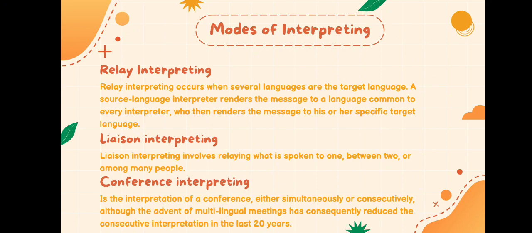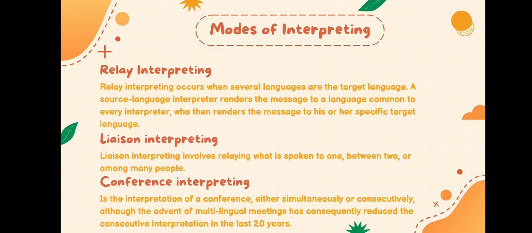We move to liaison interpreting. Liaison interpreting involves relaying what is spoken to one, between one, or among many people. So this can be done after a short speech, or consecutively, sentence by sentence, or as whispering. So aside from notes taken, no equipment is used.